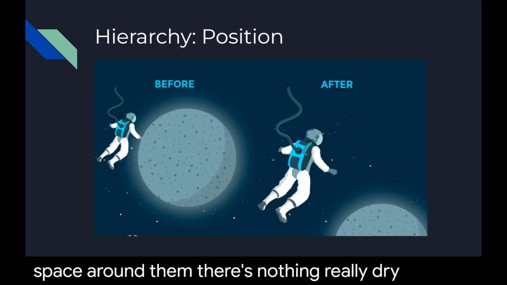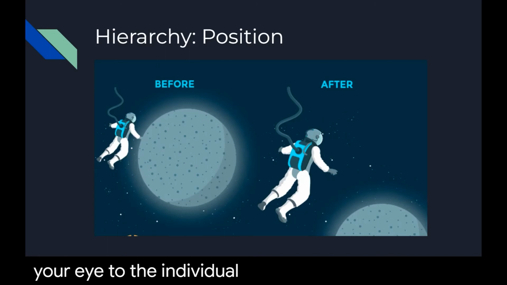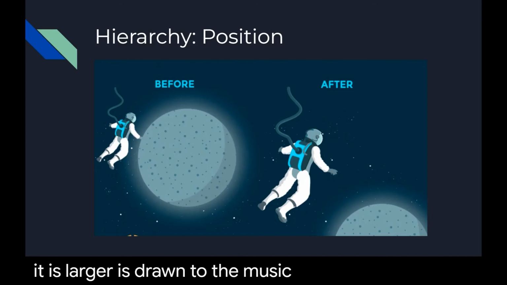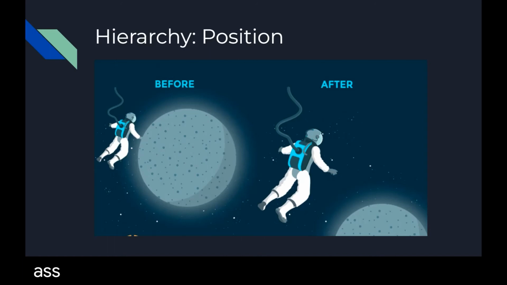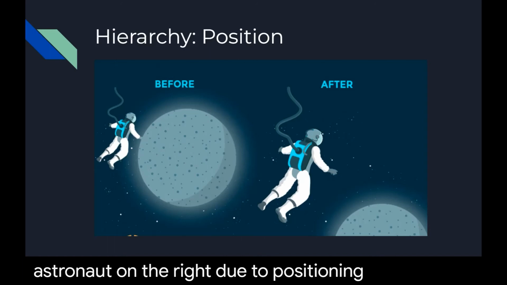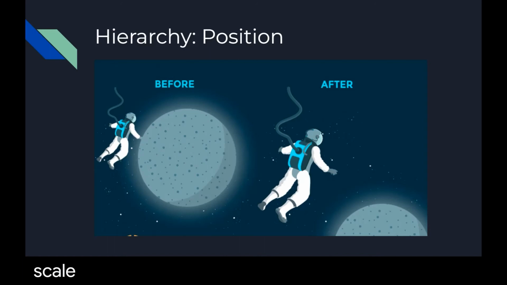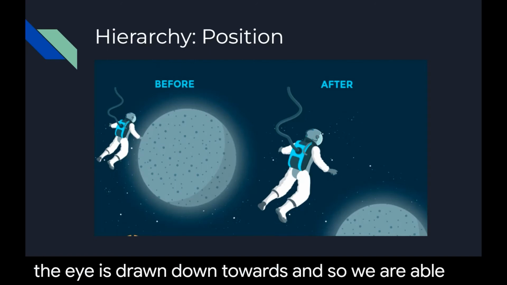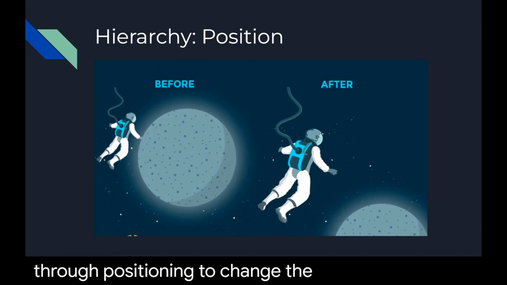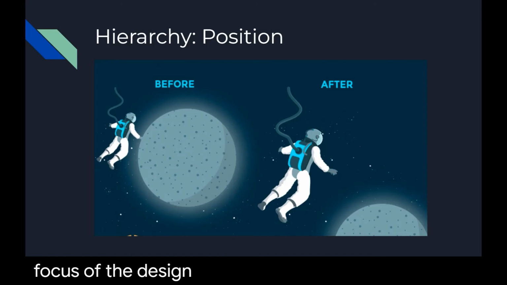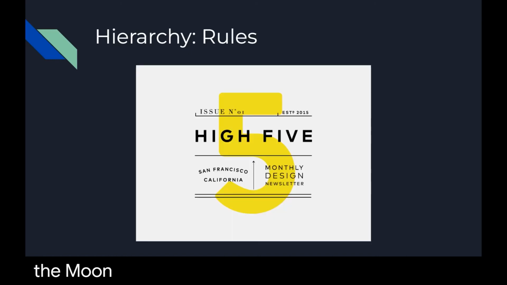There's nothing really drawing your eye to the individual. And in fact, my eye, because it is larger, is drawn to the moon and not the actual astronaut. On the right, due to positioning, that is changed. We have the astronaut is positioned closer, larger in scale, and then the moon becomes something that the eye is drawn down towards. And so we are able, through positioning, to change the hierarchy and focus of the design to the astronaut as opposed to the moon.